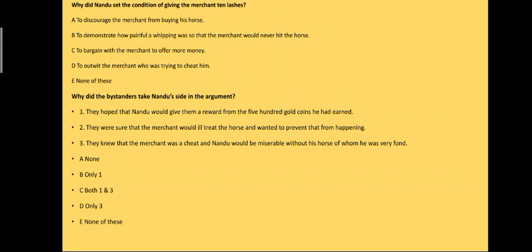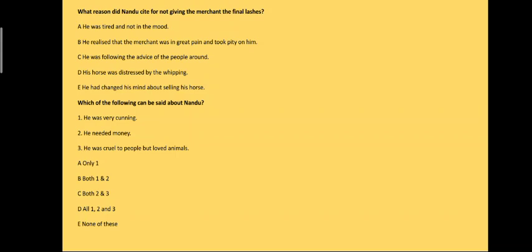Because the bystanders took Nandu's side because it was a deal. And a deal was a deal, so that's why they took his side. They have nothing to do with the money. They have nothing to do with the treatment of the horse. They have nothing to do with whether Nandu would be miserable or not. Okay? So, next question. What reason did Nandu cite for not giving the merchant the final lashes?